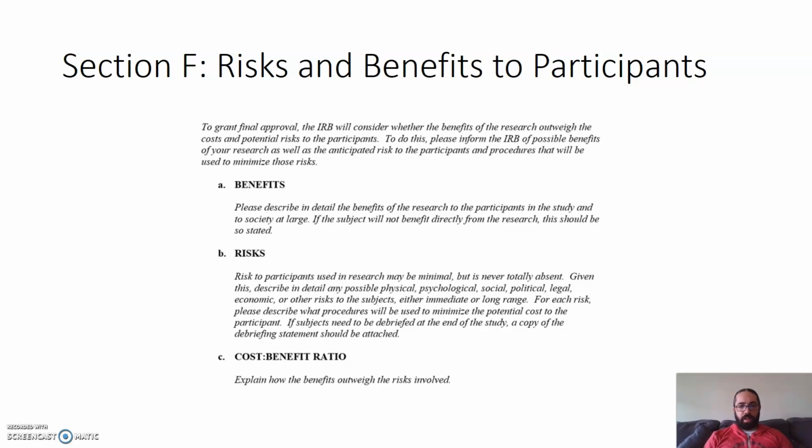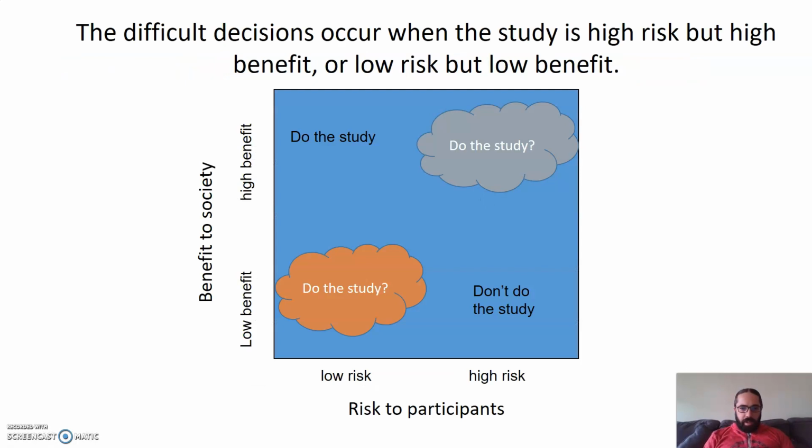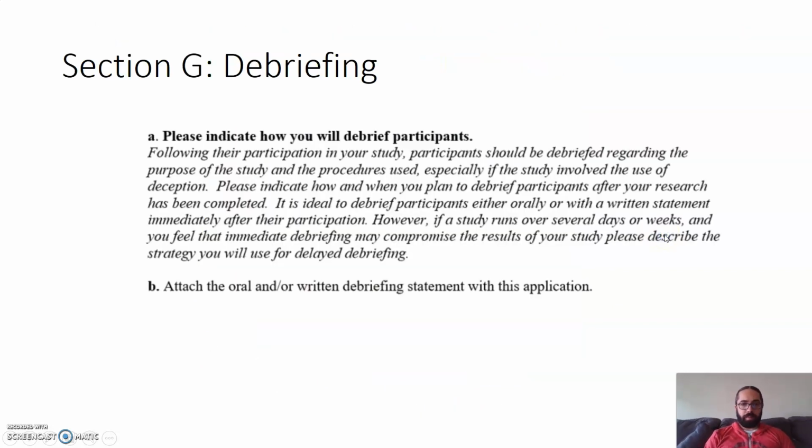Lastly, you need to analyze the cost benefits of conducting your study. And here you should specify how the benefits outweigh the risks. So when considering this, if there's low benefit, low risk, here is where there are questions about whether you should do the study or not. High benefit, low risk, you should definitely do the study. High benefit, high risk, that's sort of a murky area whether you should do the study. Low benefit, high risk, definitely don't do the study. And in that case, your protocol will not be approved.